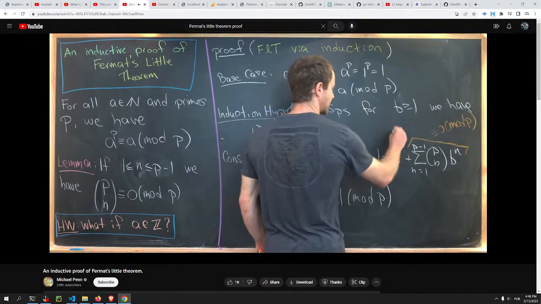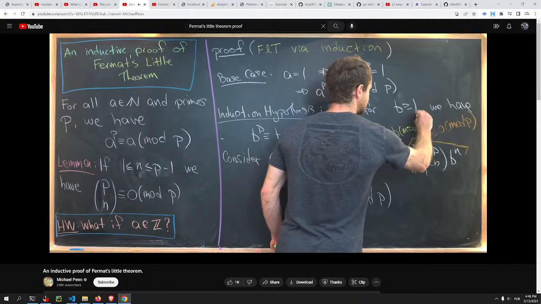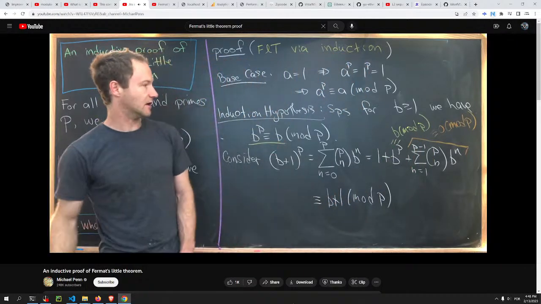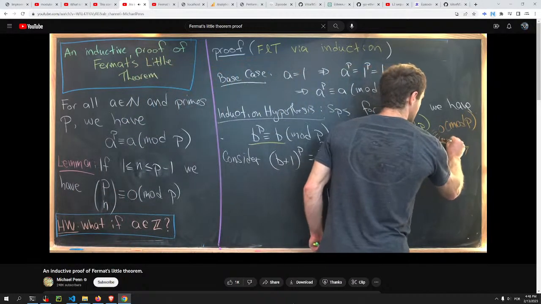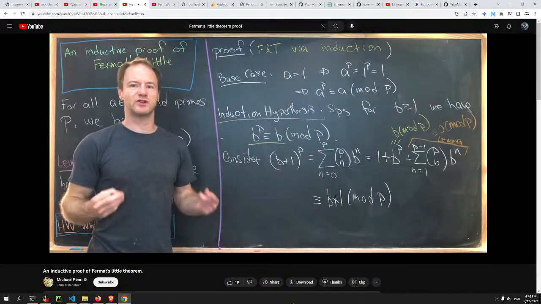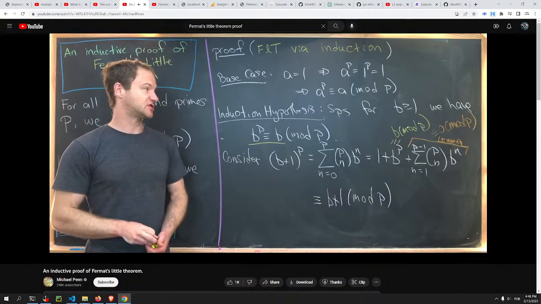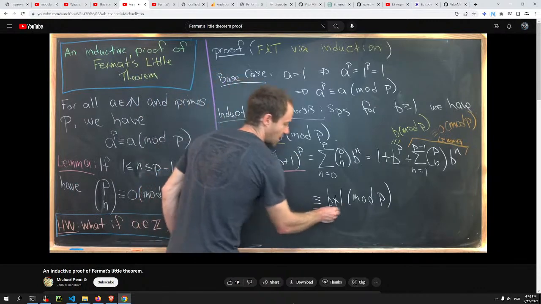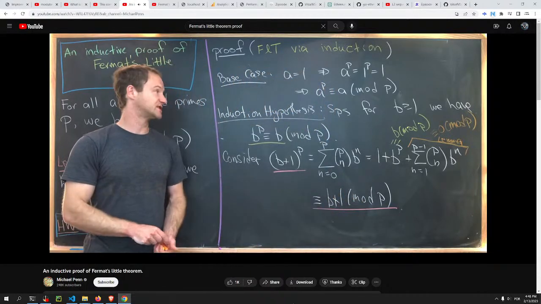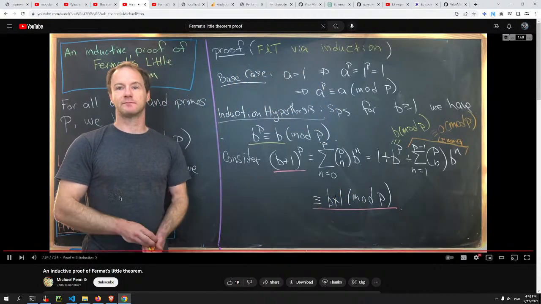So let's just reiterate what went on here. The induction hypothesis, which I'll maybe underline in yellow, gave us this congruence, which I have in yellow. And then the lemma told us that all of the rest of this stuff, which might be bad, is actually okay because it's just 0 mod p. So in the end, we have b plus 1 to the p is congruent to b plus 1 mod p, and that finishes this proof by induction. And that's a good place to stop.